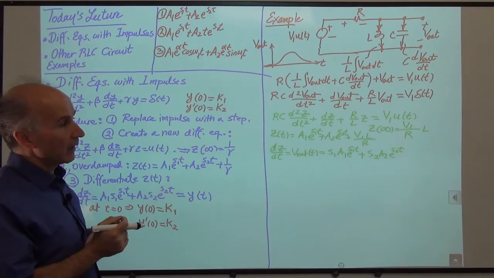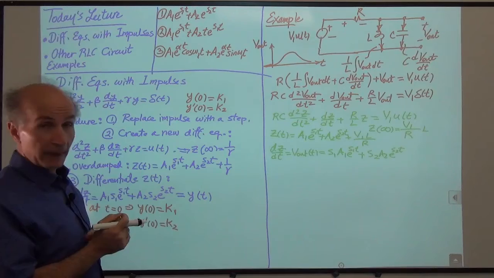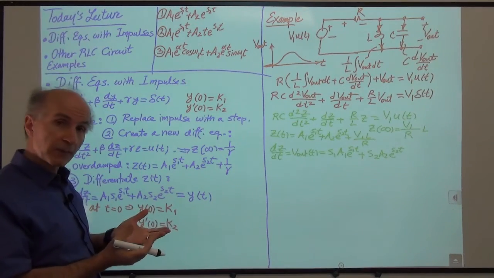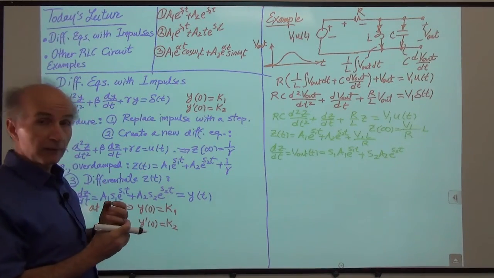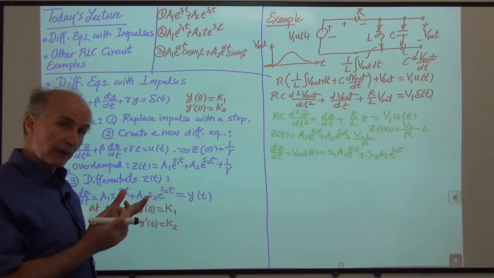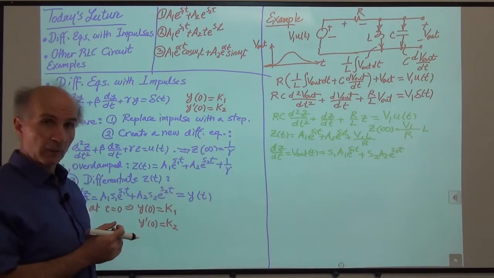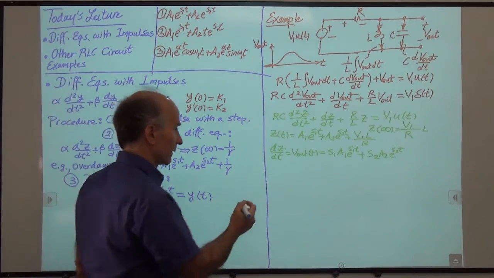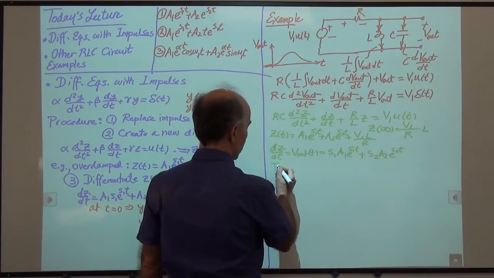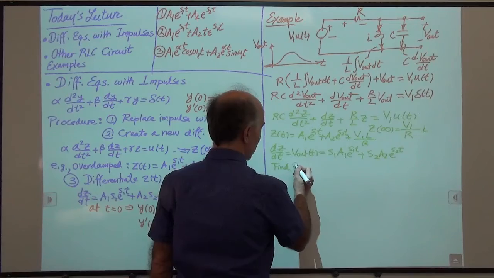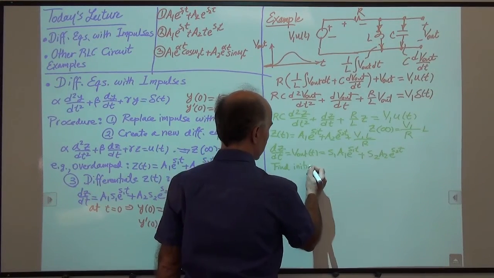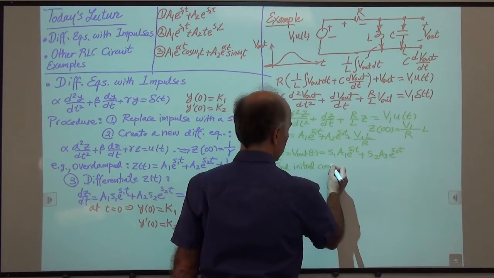And now we just have to find A1 and A2 for this V out expression. How do we find A1 and A2? We have to find the initial conditions for the circuit and then use those initial conditions to find A1 and A2. So let's go ahead and find the initial conditions.